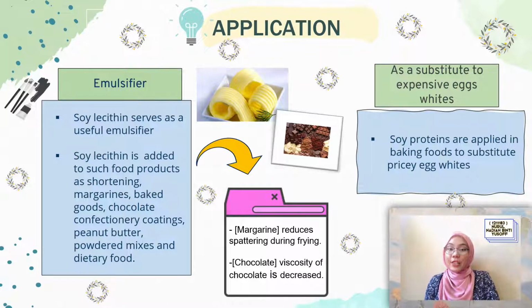Genetically modified soy product is commonly used as an emulsifier in a variety of products in the food industry. This is because of lecithin, a byproduct of degumming soybean oil with high economic value as an emulsifier in food processing. Shortening, margarine, baked products, chocolate confectionery coatings, peanut butter, powder mixes, and nutritional food all contain soy lecithin.